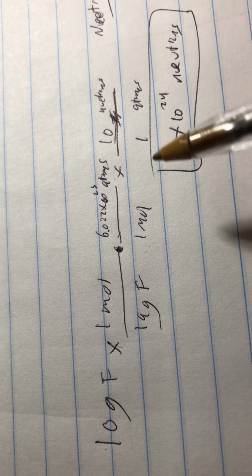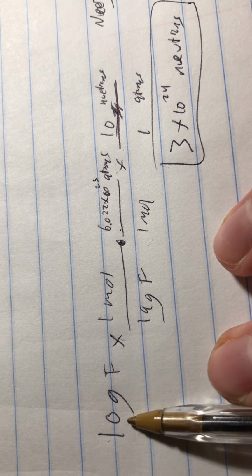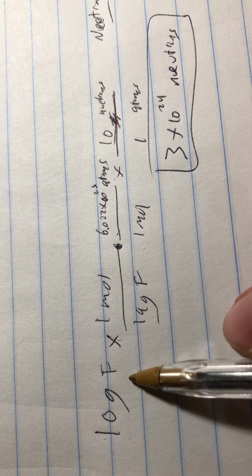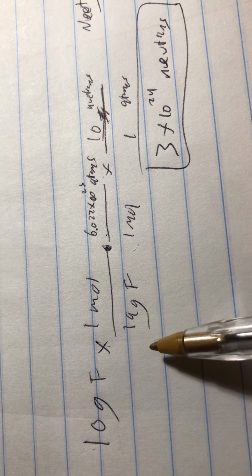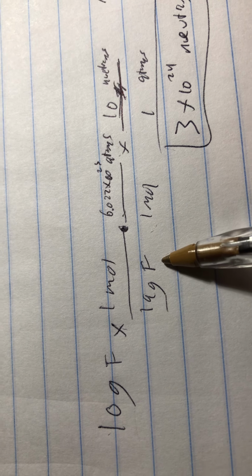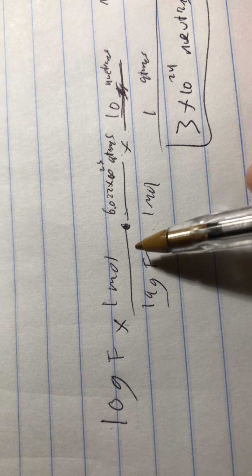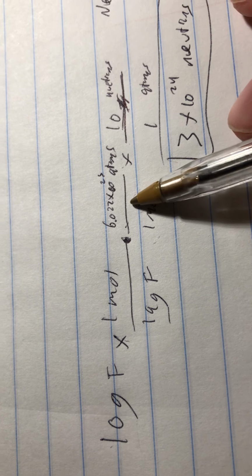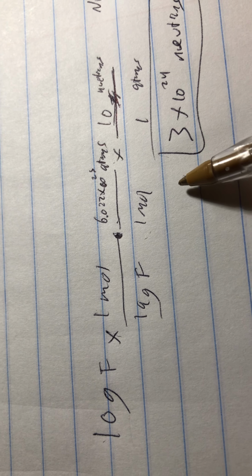Hopefully that made sense. Just again, start with what you have, think of what you want, and then go with what you know. You start with, well, how do I get rid of grams? Well, I know that there's 19 grams of fluorine in 1 mole. Okay, well, now get rid of the mole. I know there's this many atoms in 1 mole. Okay, now get rid of the atoms. And so on and so forth.